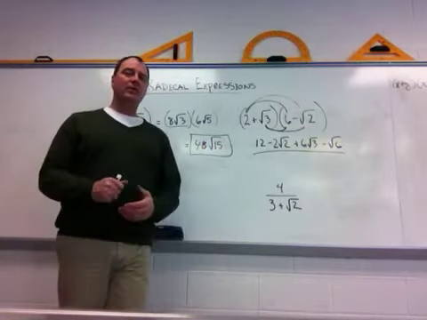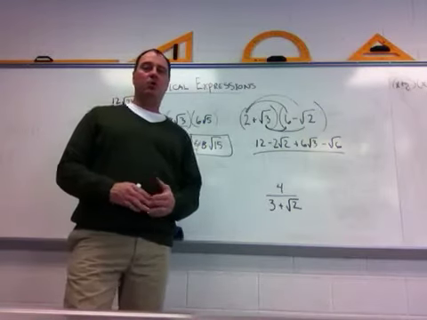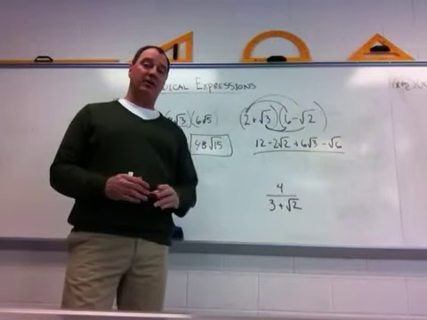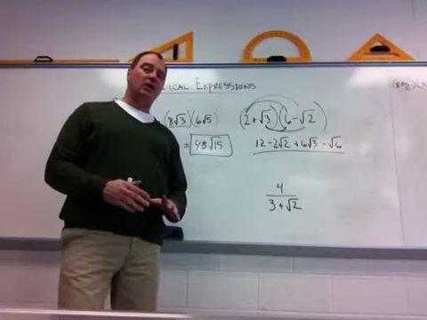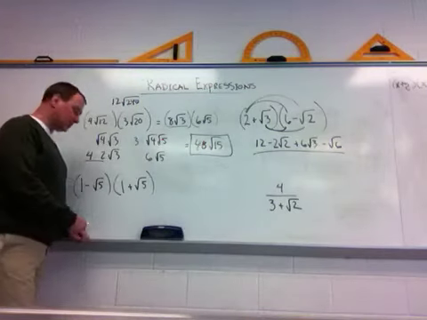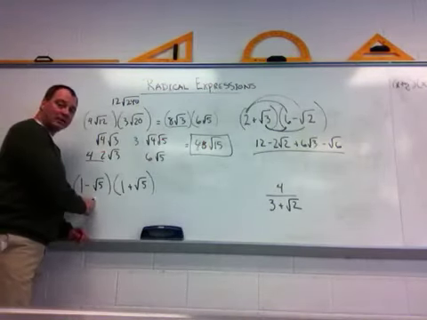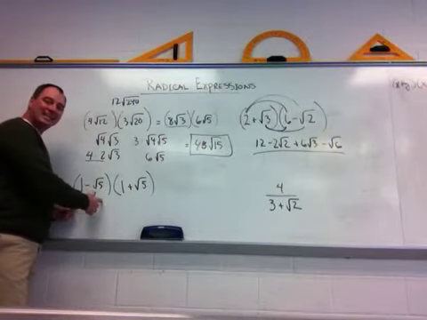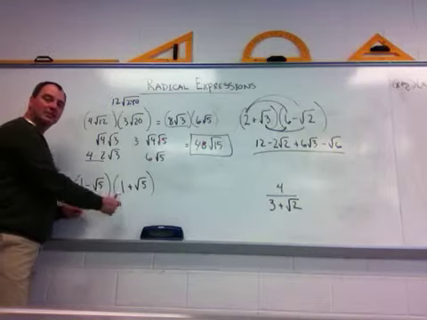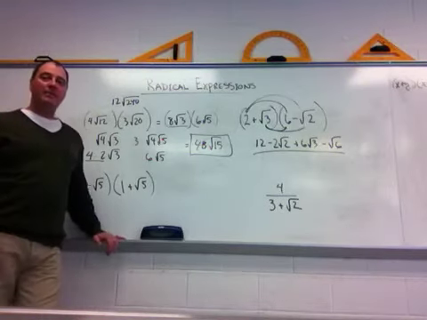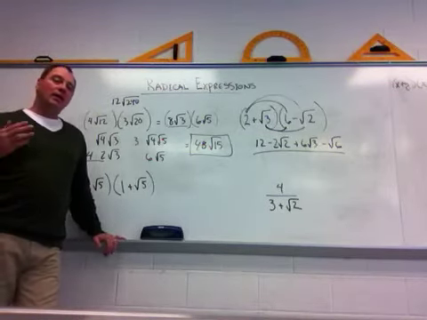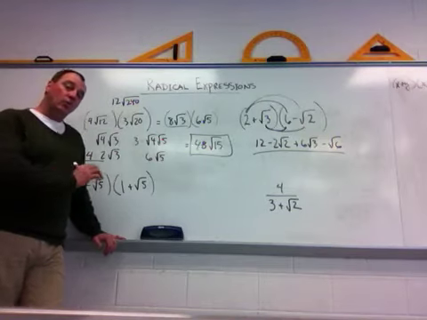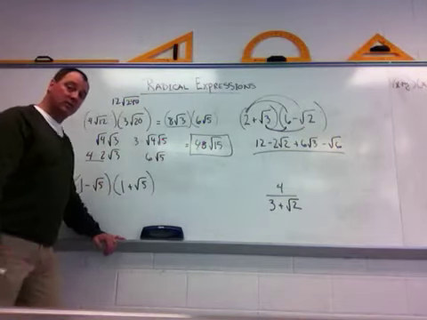Now, there's an interesting thing that happens when you multiply conjugates together. And conjugates are things like this, where I have 1 minus the square root of 5 and 1 plus the square root of 5. They're basically the same numbers, but with opposite signs. And an interesting thing occurs when we multiply these two things together.